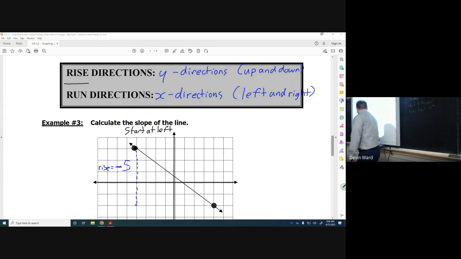My run, I'm just going to start from here, over all the way to this point. You should always reach your second point, whether you go rise then run, or run then rise. It's always going to look like a triangle. We're going to talk a lot about these right angle triangles in two years from now.